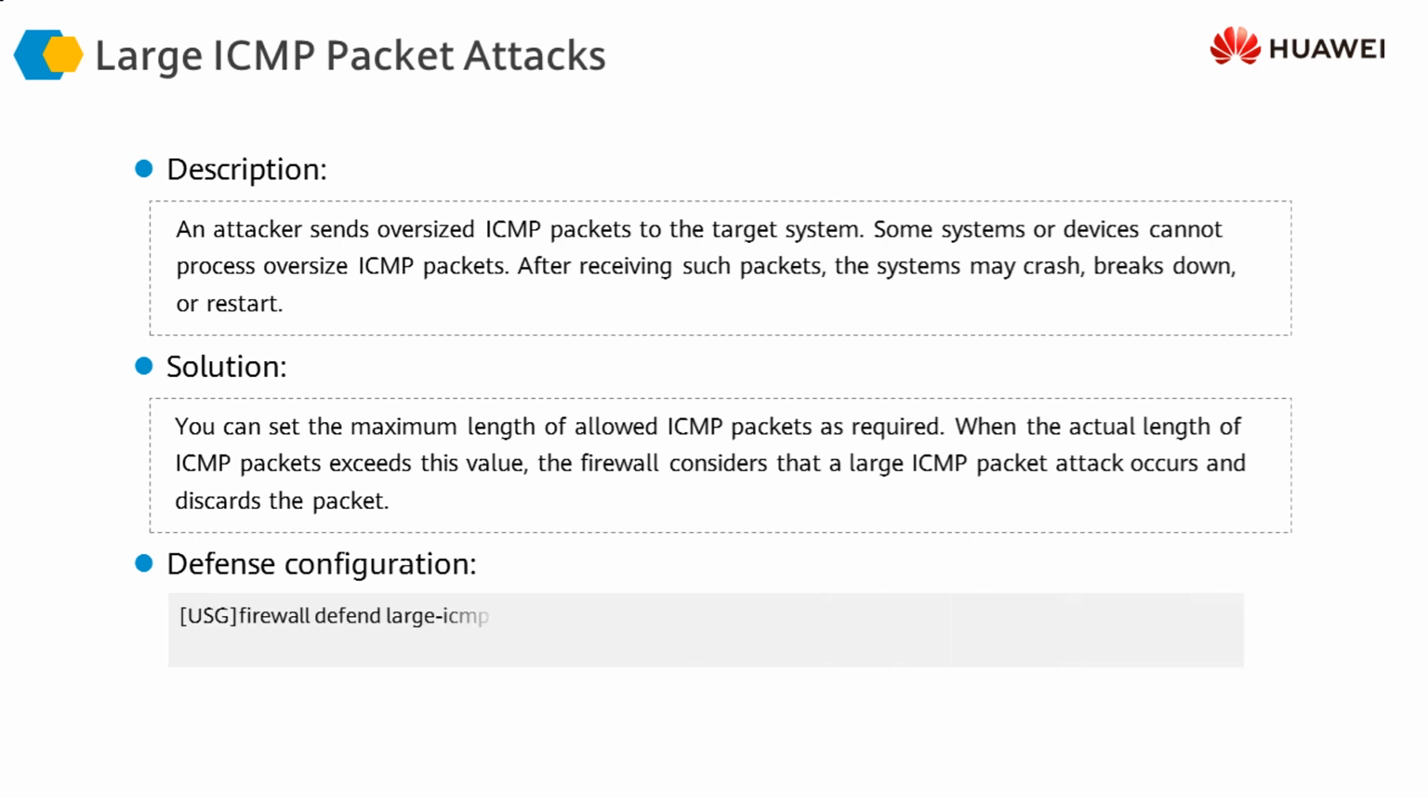If you want to defend your network against large ICMP packets, we can configure the command firewall defend large-icmp enable, and then we can give the threshold, which is the maximum length that we want to configure for ICMP packets, so that any ICMP packets larger than this length are not allowed through the network.